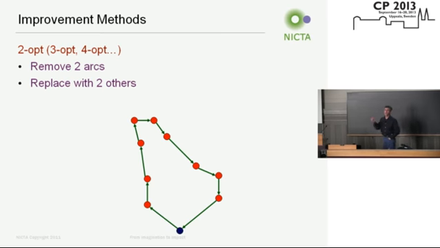And I can look through my entire solution and find whether there are any of these 2-opt moves that improve the solution, and just repeat. 3-opt moves 3 arcs and replaces them with 3 arcs.